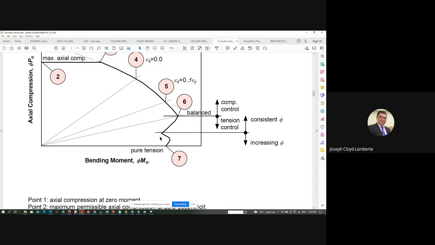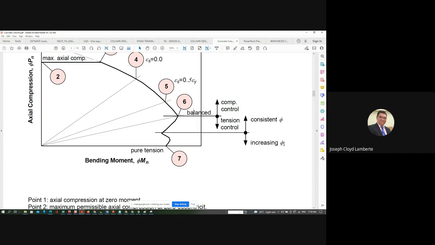So somewhere here we arrive at the uniformity of the reduction factor. From the balance condition, the axial load goes down, while your strength reduction factor remains consistent at 0.7 or 0.75, right? For tied columns it is 0.7, for spiral columns it is 0.75. Beyond that region, it becomes purely a beam. So the reduction factor increases to 0.9.